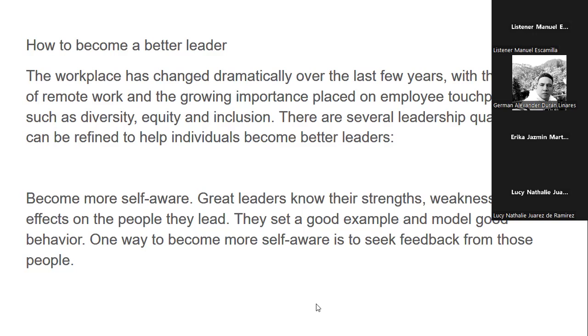Another important part, right? One way to become more self-aware is to seek feedback from those people. So that is the best way for you to know yourself, when you ask other people, hey, what do you think about the meeting that we had, or what I did, or the decision that I made? And when the people tell you, you know that you have to change some things or improve in other things.